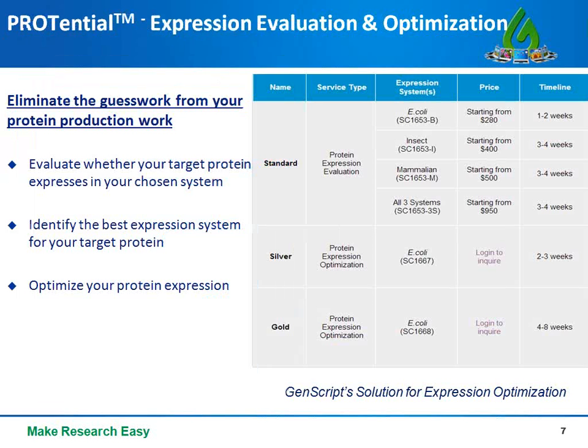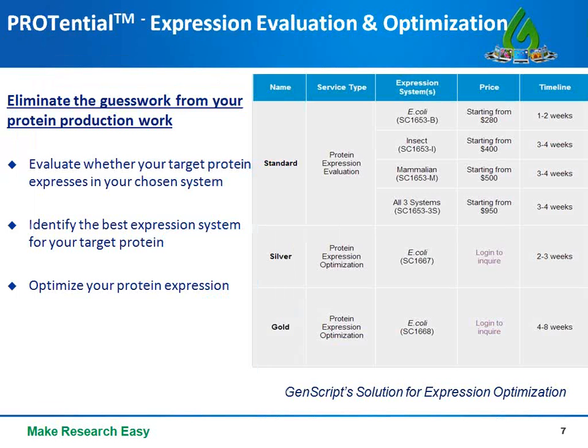Sometimes it may be hard to decide which system to use, as you may not know which system works the best for your protein. Not a problem. We offer a service called Potential, which is a protein expression evaluation and optimization service that can help you to practically decide which expression system is the best for your protein expression. If you already choose your expression system, the Potential Standard service can help you to evaluate whether your target protein actually expresses in your chosen system before you scale up protein production to avoid waste on your time and valuable resources.